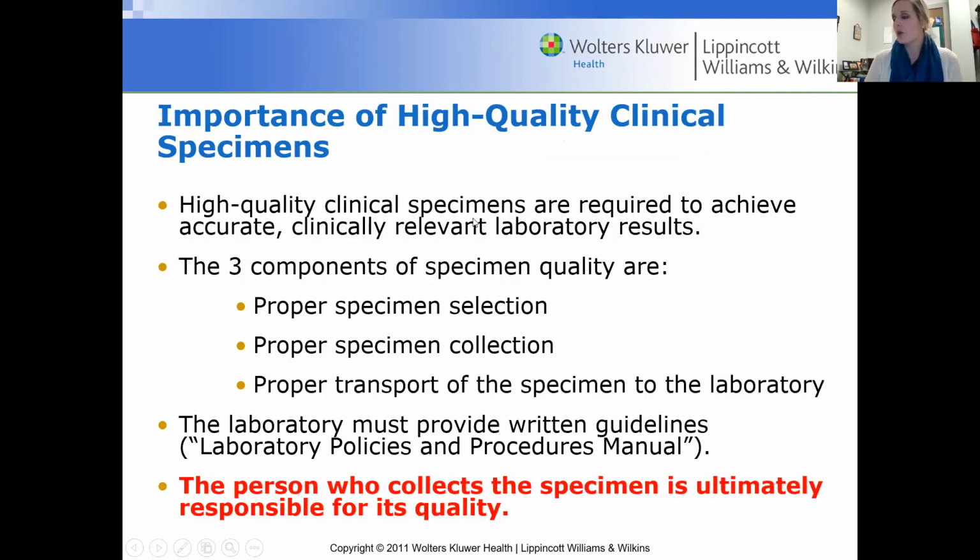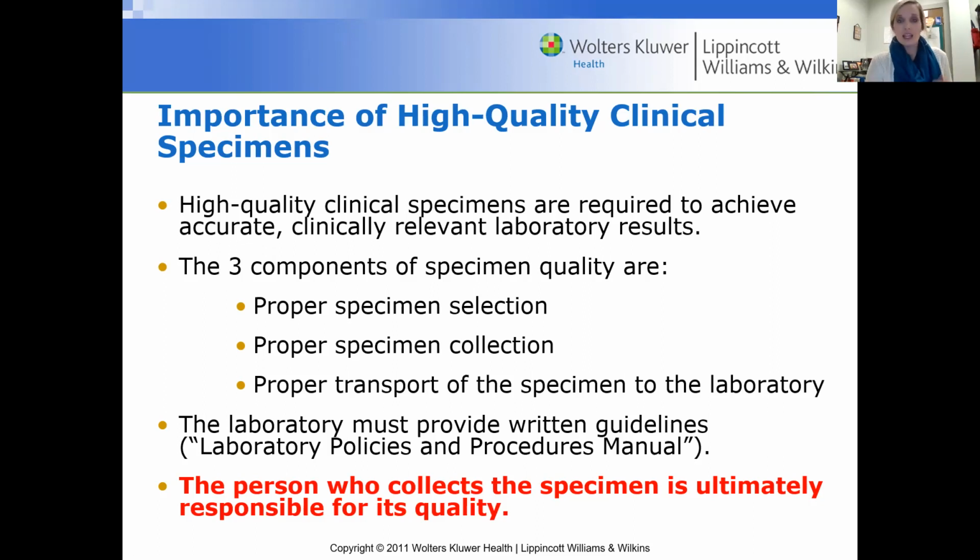So again, the importance of high quality clinical specimens. High quality clinical specimens are required to achieve an accurate, clinically relevant laboratory result. The three components of the specimen would be, one, that we select the proper specimen. And I use this example all the time because I think this one's pretty obvious. If a patient came into a doctor's office or a hospital and said, I'm having pain when I urinate, I don't think I'm going to take a throat swab of this patient, right? I'm not going to take a blood sample. Obviously if they have pain when they're urinating, I need to take a urine sample and see what's going on in that area. So that's what I mean by proper selection: based on the patient's signs and symptoms and what's going on, we need to make sure that we're selecting the right test.